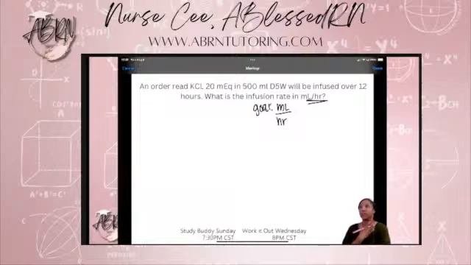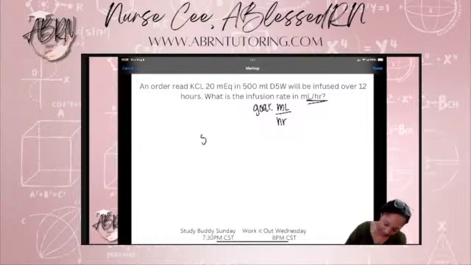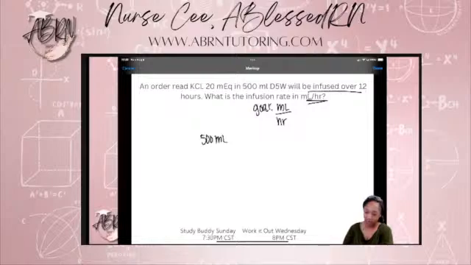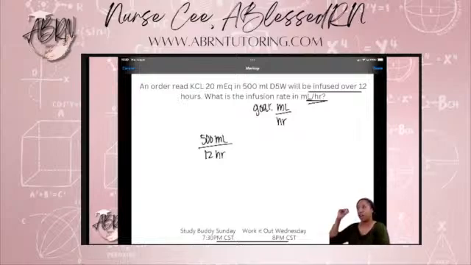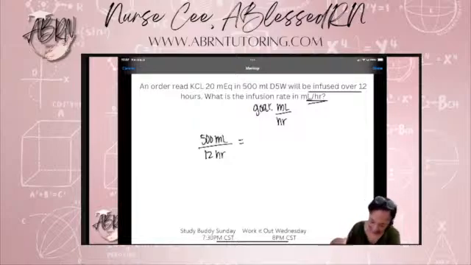All right. So boom. What is our volume? Our volume is 500 mLs. And it's to be infused over 12 hours. It literally tells you put it over 12 hours. So what is the infusion rate? Don't we have milliliter at the top and hours at the bottom? Yep, that's it. So all we have to do is divide the top by the bottom. And that is going to be 41.6 repeating.